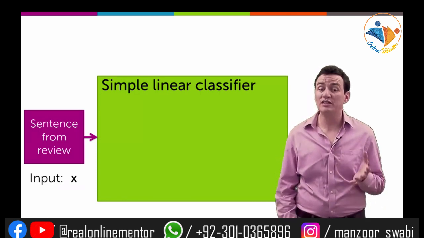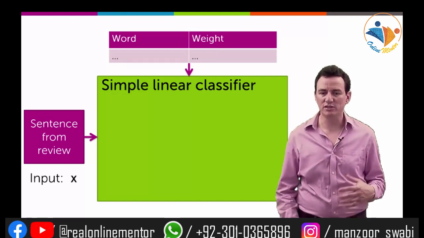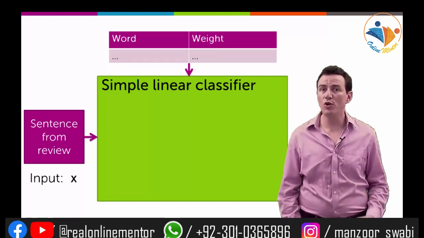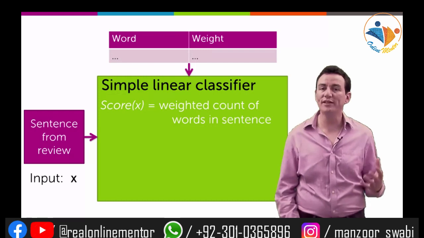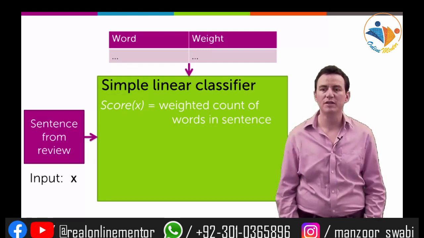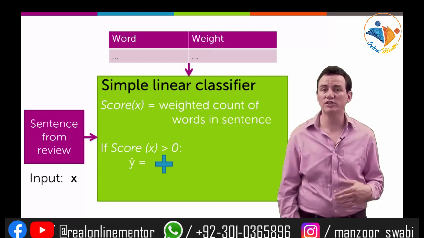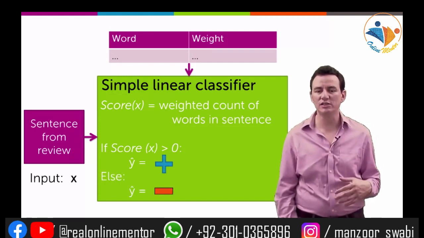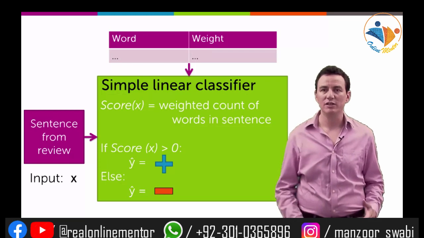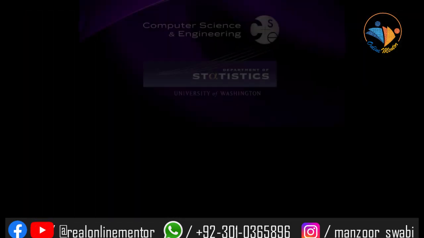So in summary, given a sentence and given the weights for that sentence, what we do is compute the score, which is the weighted count of the words that appear in the sentence. And then we say, if the score is greater than 0, we predict y hat to be positive, while if the score is less than 0, we predict it to be negative. And that is a linear classifier.